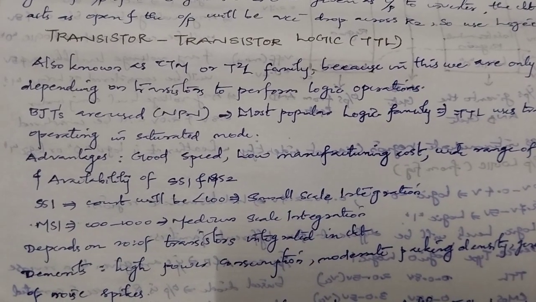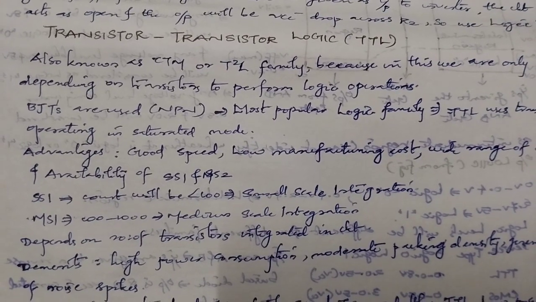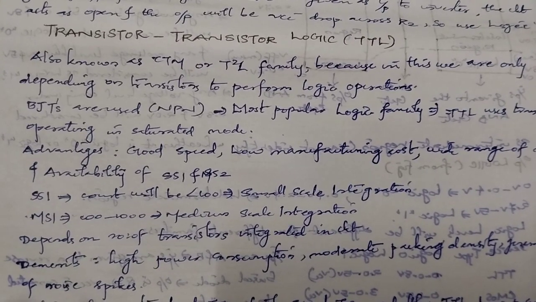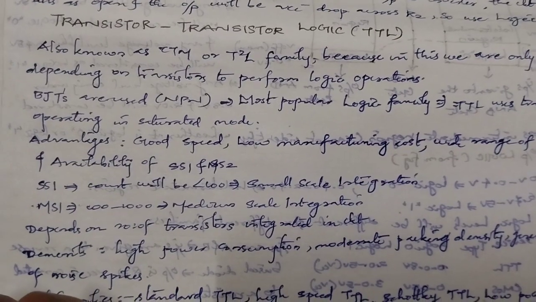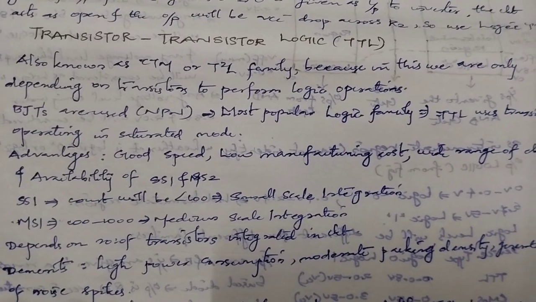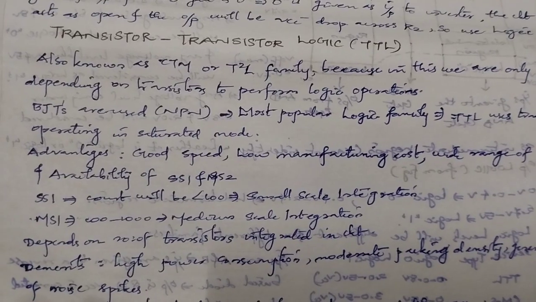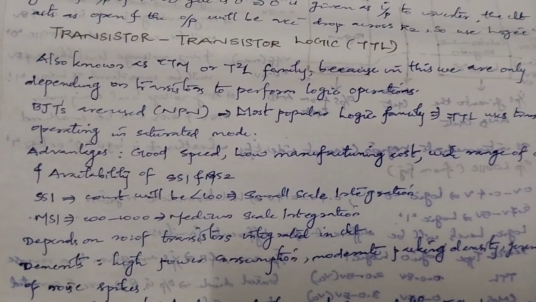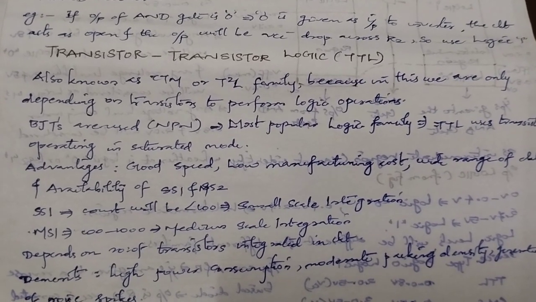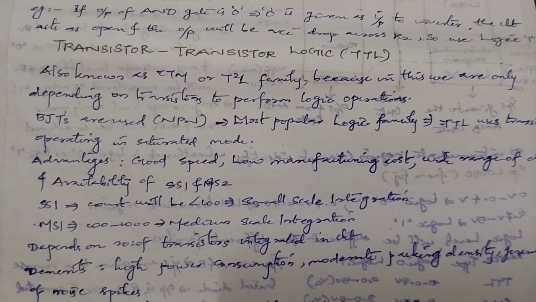Transistor-transistor logic, TTL, is also known as the TTL family, because in this we depend only on transistors to perform logic operations. BJTs are used, NPN being the most popular logic family. TTL uses transistors operating in the saturated mode. Advantages: good speed, low manufacturing cost, wide range of circuits, and availability of SSI and MSI.